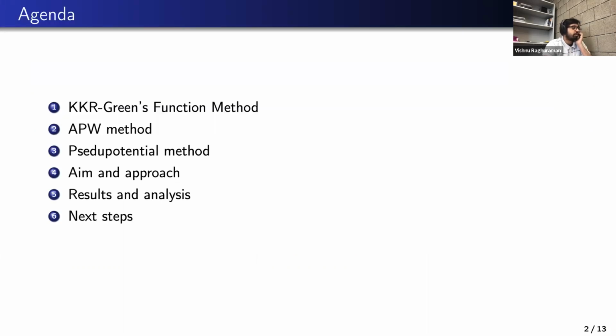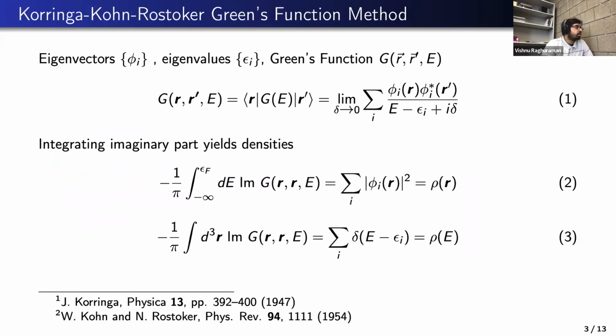So we're comparing three different techniques to solve the Kohn-Sham equation. I'm going to first introduce those three techniques and then talk about how we compare, some of the results we've got, the initial analysis that we've been doing, and what next steps we plan to do. So I'll start with the KKR Green's function method because that's what we're doing in the MuST code.